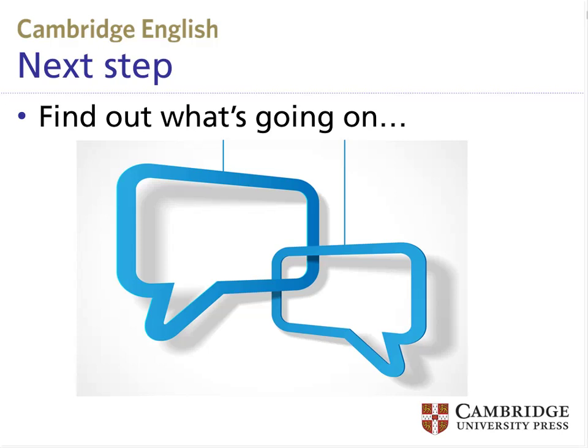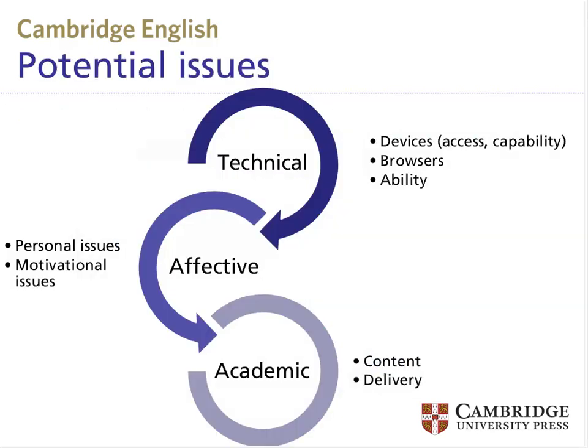So you've had your chat with a student. There are three main areas that students might have issues in. So there's technical issues, affective issues, and academic issues.